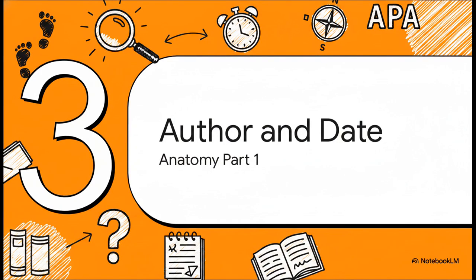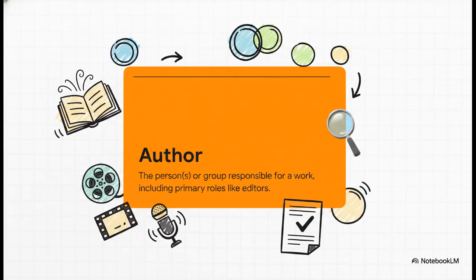All right, Section 3, anatomy of the author and date. So when we say author, we really have to think beyond just a person holding a pen. The manual defines the author quite broadly. That means an editor of a book, a film director, the principal investigator of a grant, or even a podcast host. They all count as the author in APA style.